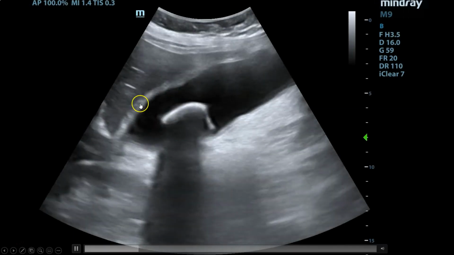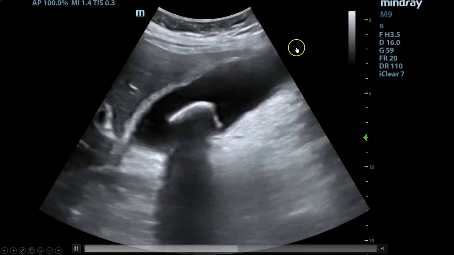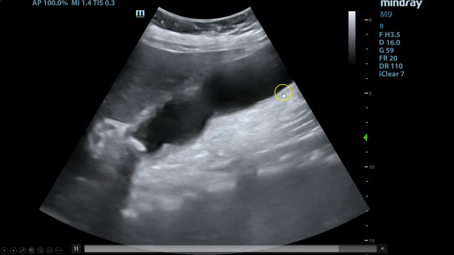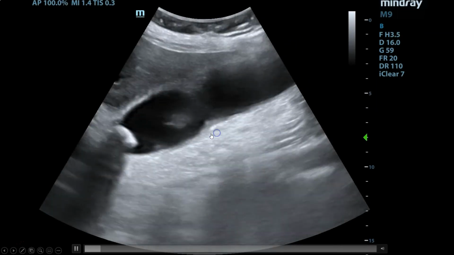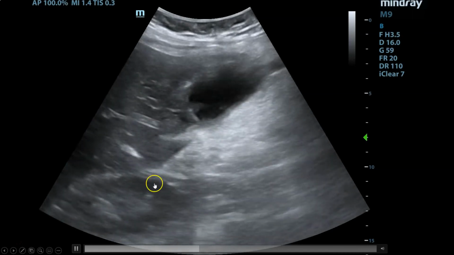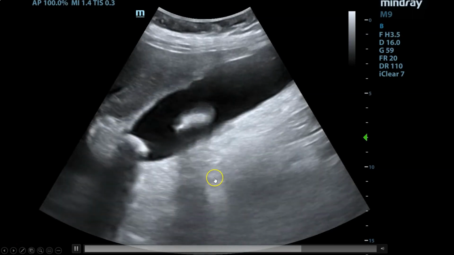So here's the view in long axis. You can see this is the gallbladder. You can see that they're sweeping through in long axis, and here you can see you have this huge hyperechoic thing, and it shadows the whole way down. That's a nice view through.